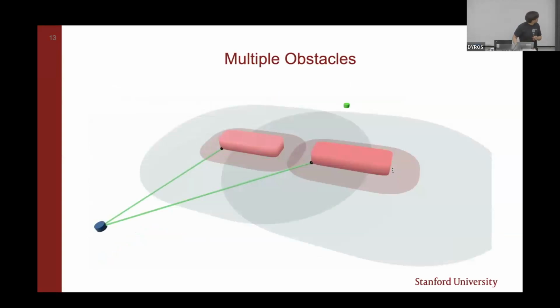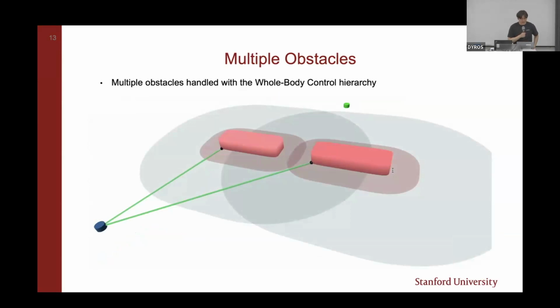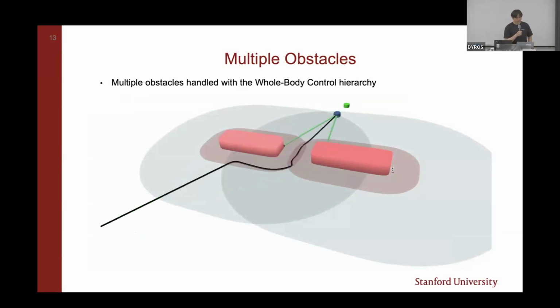Okay, so for multiple obstacles, the multiple obstacles are naturally handled by the whole body control hierarchy. This is an example of multiple obstacles, and it navigates in between the two obstacles quite well. So this addresses the multiple obstacles issue naturally.